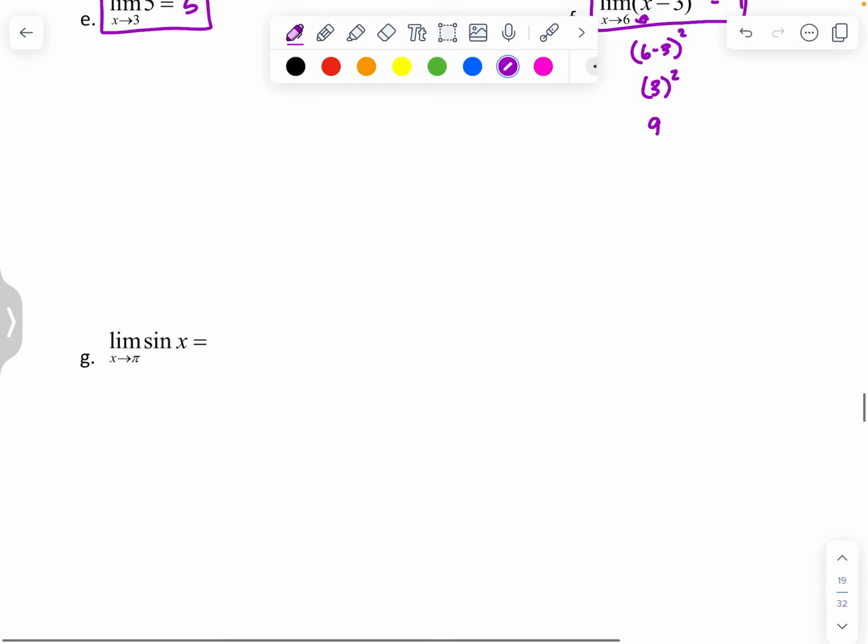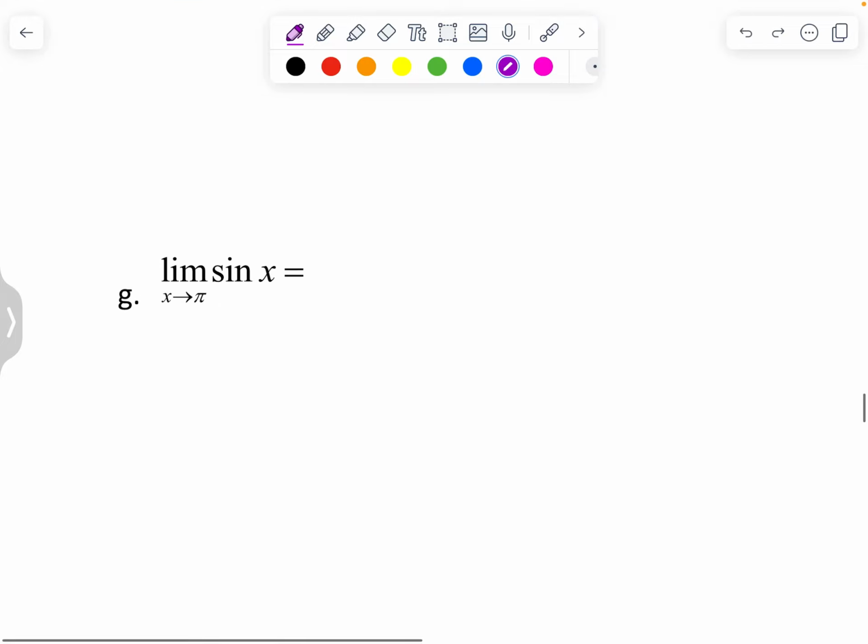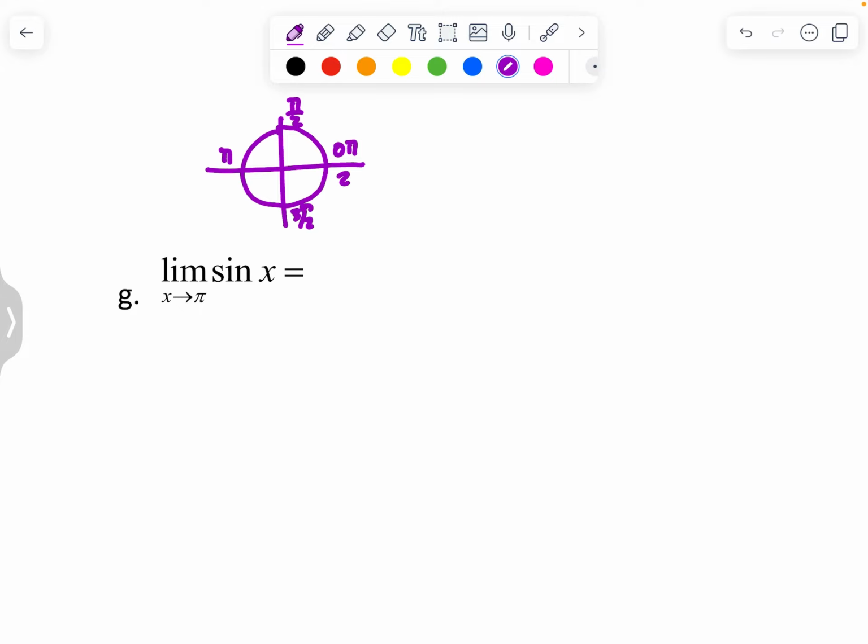Now another one. There can be restrictions for trig functions. Sine and cosine do not have one, but tangents do because there are undefined moments for tangent. But luckily for us, sine does not. We just have to realize, okay, here's our unit circle: 0, pi over 2, pi, 3 pi over 2, and then 2 pi.